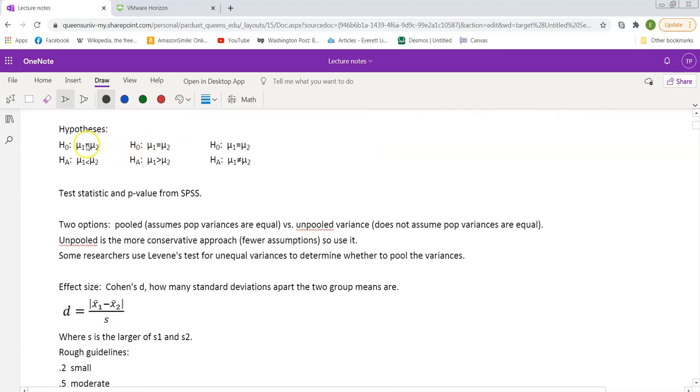The hypotheses: we've got two groups. We'll call them group 1 and group 2. The null hypothesis is that the two groups are equal in mean, and the alternative hypothesis can be that one of them is less than the other, and that can go either way. Or you can have the two-tailed option, which is not equal to. So just like before, this one is two-tailed. And these two are one-tailed.